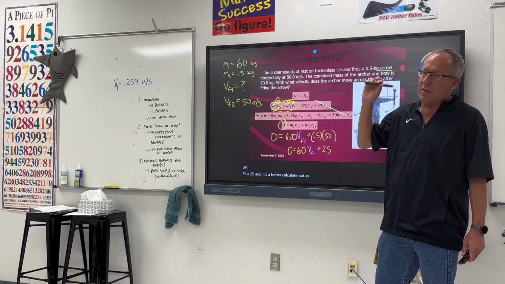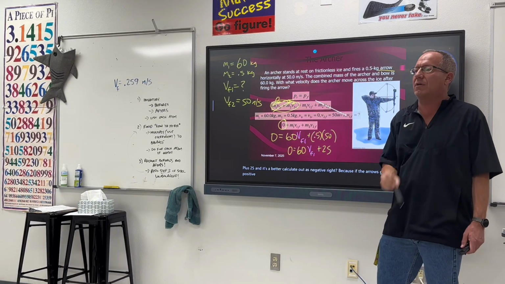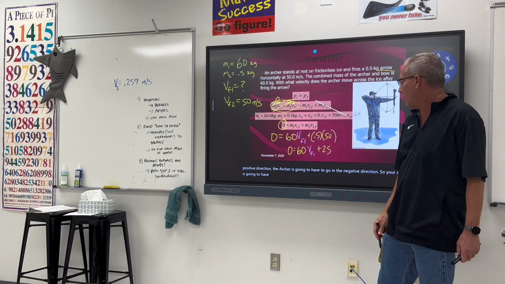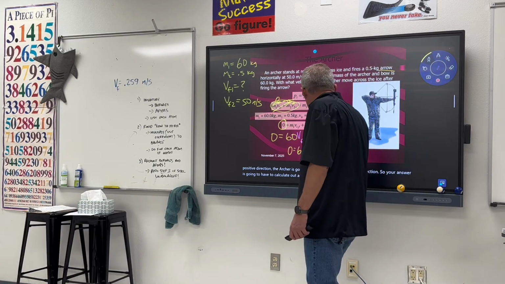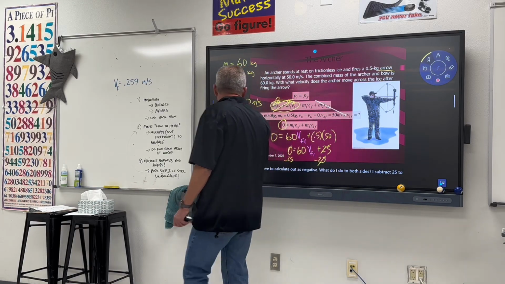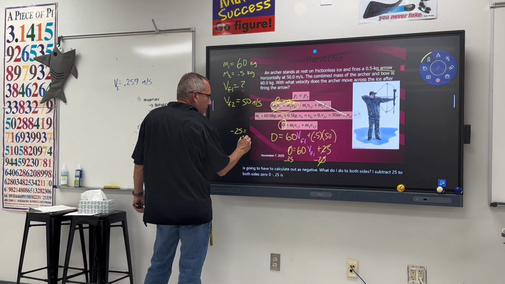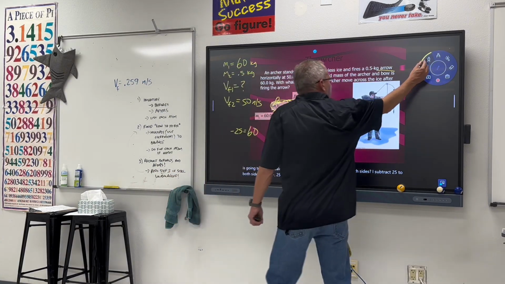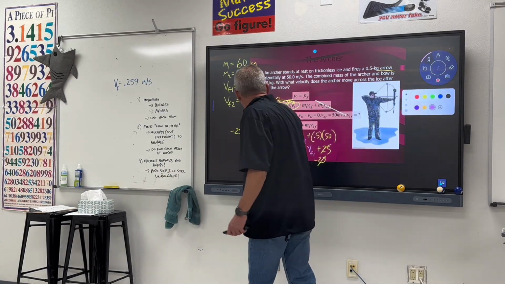And this had better calculate out as negative, right? Because if the arrow is going the positive direction, the archer is going to have to go in the negative direction. So you know your answer is going to have to calculate out as negative. What do I do to both sides? I subtract 25 from both sides. 0 minus 25 is negative 25 equals 60, and then that's going to be VF1.